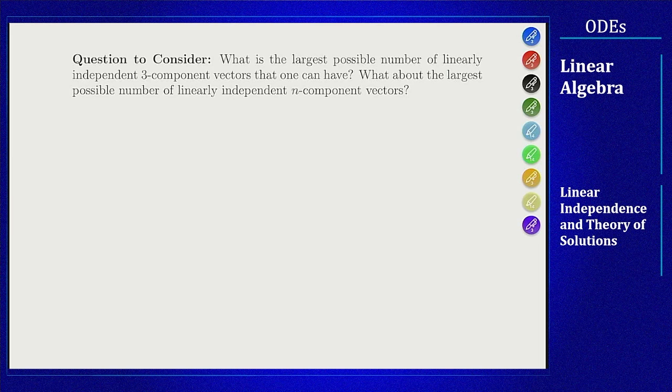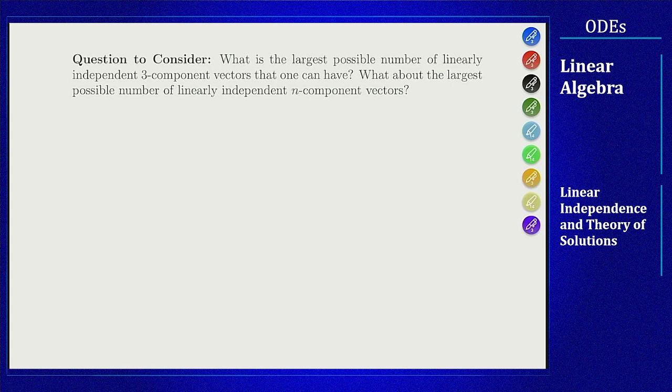In this video, we'll continue our discussion of linear independence and how it connects to solving systems of linear equations, which will then build into differential equations later on in the course. The question I left you with last time was the largest possible number of linearly independent three-component vectors that one can have, and similar for n.